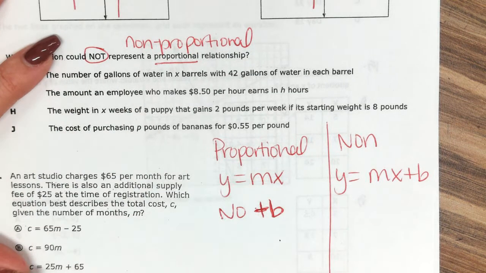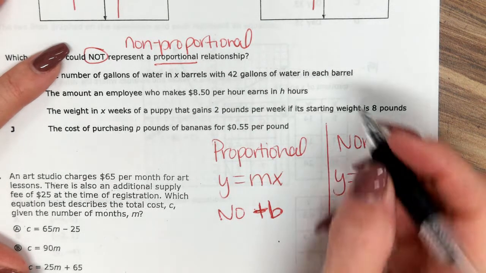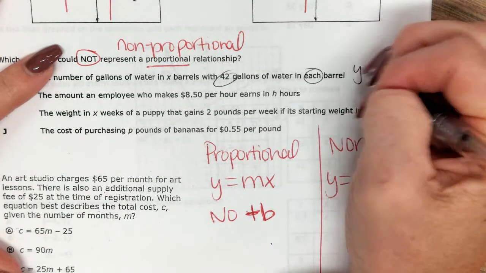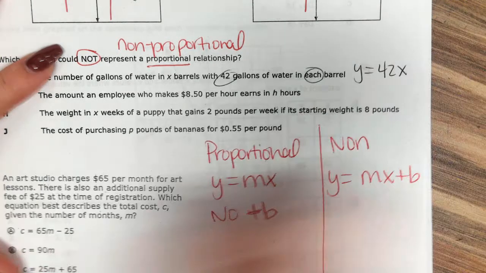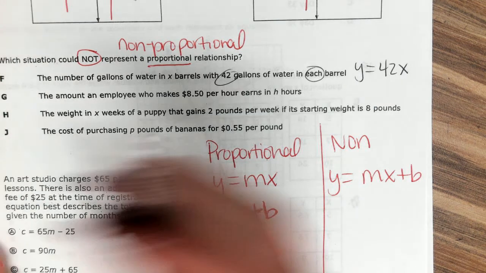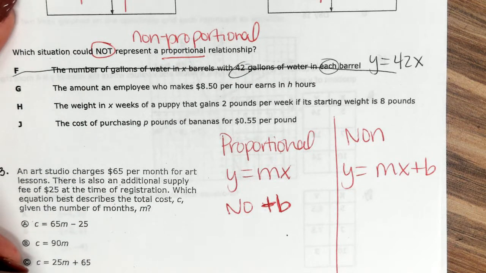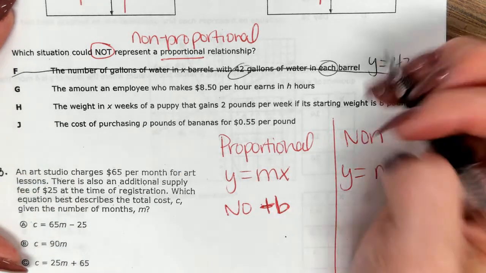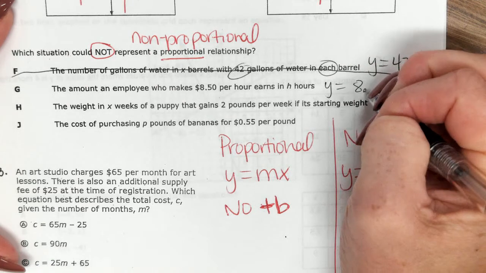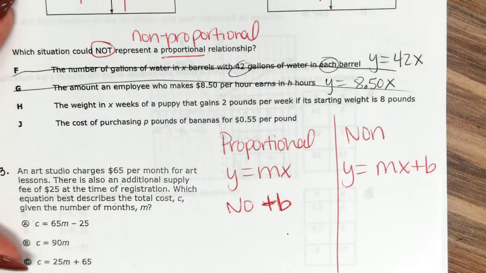The number of gallons of water in X barrels with 42 gallons in each barrel. How would I write that? Y equals 42x. Is that proportional or non? That's proportional. Let's look at G. An employee makes $8.50 per hour. How would I write it? Is that proportional? Yep. It doesn't have a plus B.